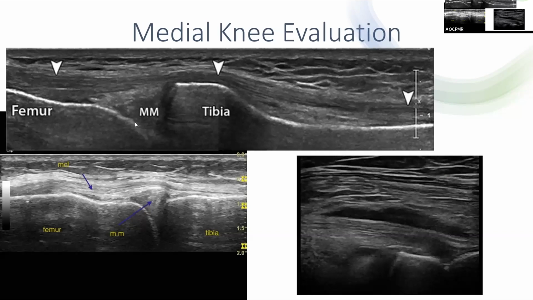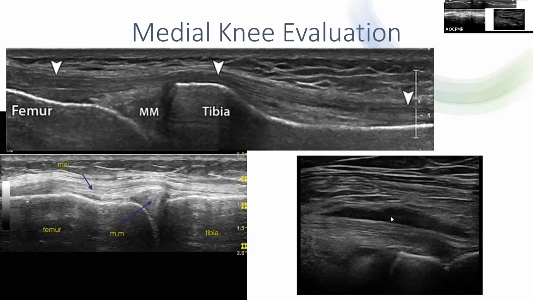Medial knee, you're going to see the femur. You're going to see this big triangle of the medial meniscus, and you're going to see the tibia as it continues down. It's hard to get all of the medial meniscus in a single view, but this is all you see of the medial meniscus. You're not going to see anything else in there, which is why ultrasound's not a good evaluation of that.